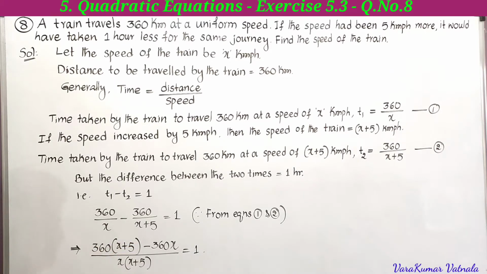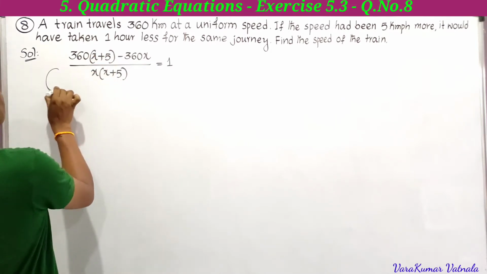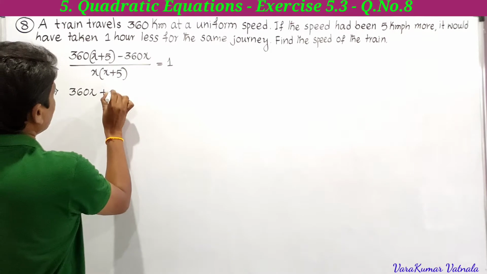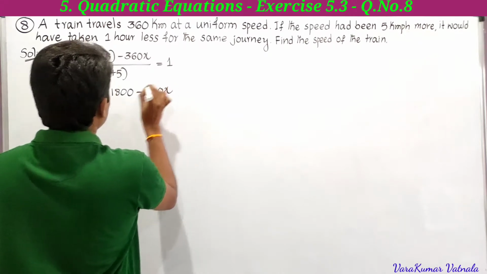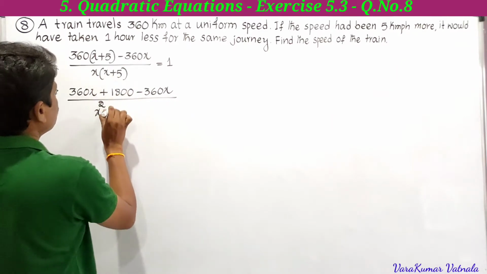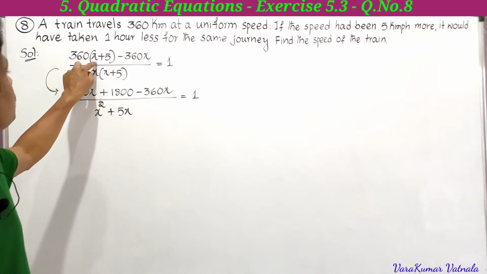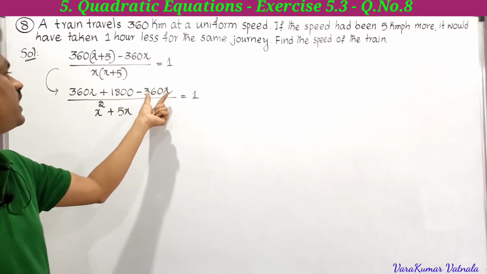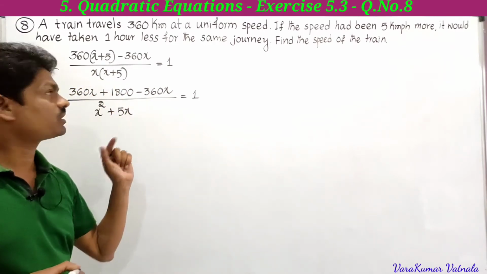Next we have to multiply. Multiplying 360 into x, we get 360x. Next, 360 into 5 we get 1800. Next, minus 360x is there, right? Minus 360x divided by x into x plus 5; multiplying x into x we get x square, and x into 5 is 5x, is equal to 1. So we have multiplied 360 into x, 360x, 360 into 5, 1800, and then written minus 360x as usual, divided by x square plus 5x.